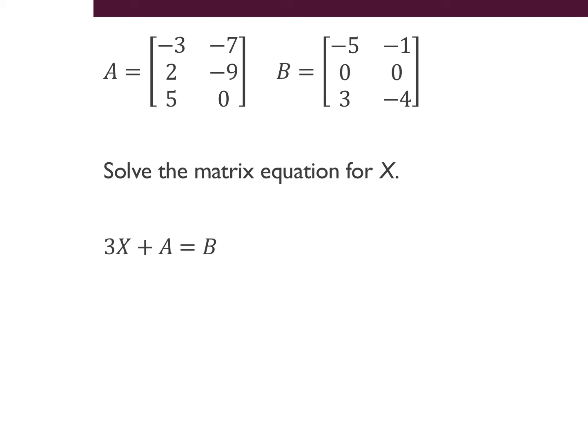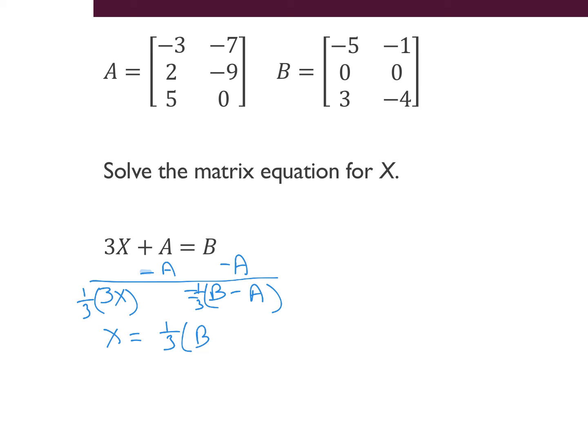Remember, the first thing we're going to do is figure out how we're going to isolate the 3x. The first thing we'll do is subtract the A. So 3x equals B minus A. And then remember, in matrices we cannot divide, so we'll multiply both sides by 1/3. So X equals 1/3 times matrix B minus matrix A.